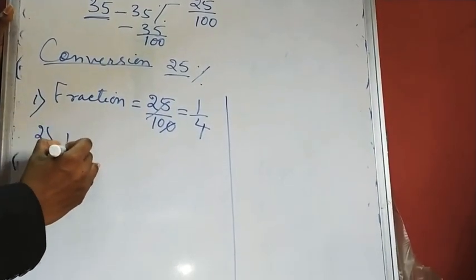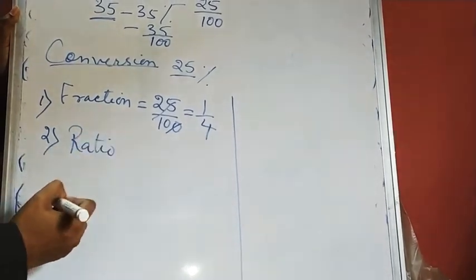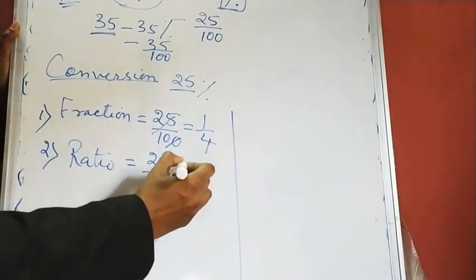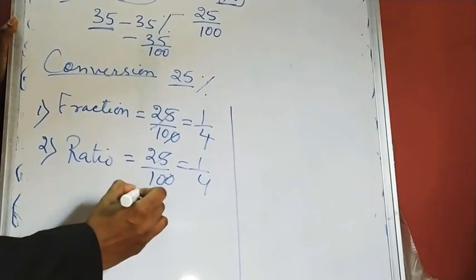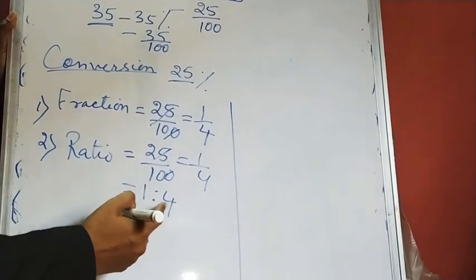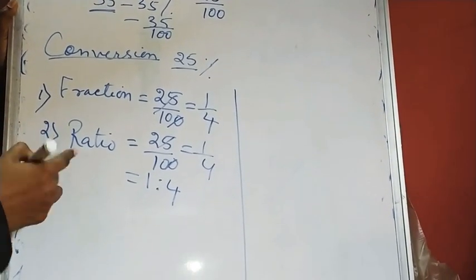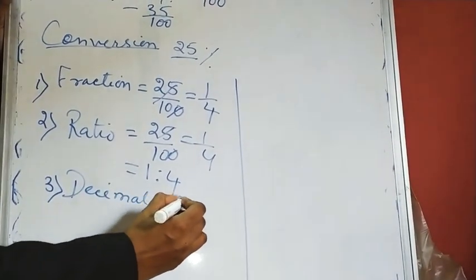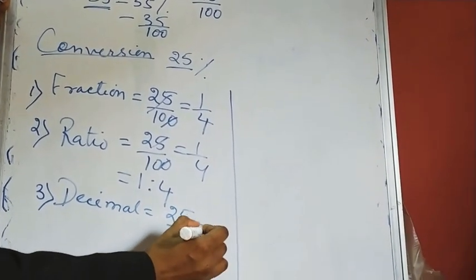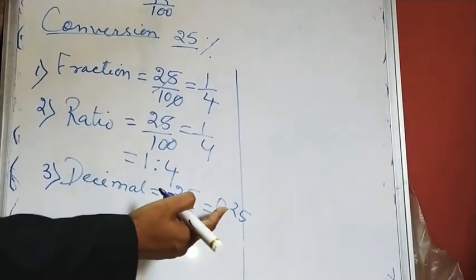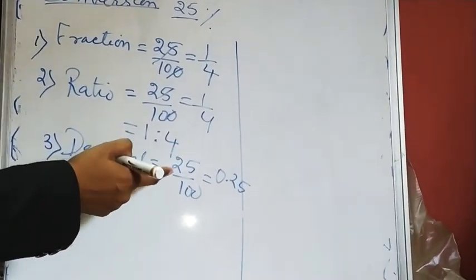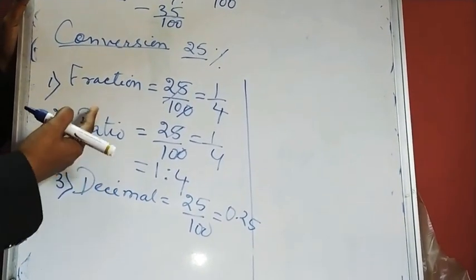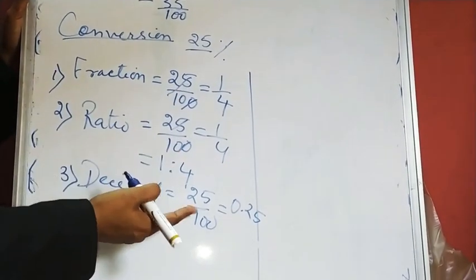Now let's learn how to convert it into the form of a ratio. 25% means 25 by 100. When we cancel it, we get 1 by 4, and this we express as 1:4, which is the ratio form. Now, if we need to convert it into a decimal, we write 25 by 100, which means 0.25. So this is the decimal expression of this percentage. When we want to convert a percentage into these terms, we divide it by 100.